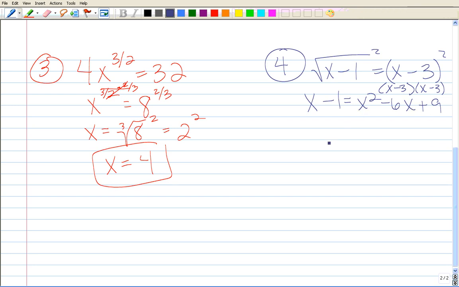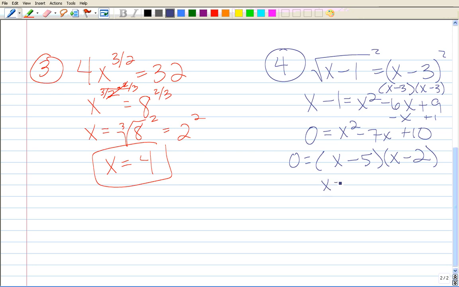I'm going to add the 1 over here, and I'm going to subtract that x right here. So now I have 0 equals x squared minus 7x plus 10. This factors into x minus 5 times x minus 2. So when I set these equal to 0 and solve for x, I'll get 5 and 2.